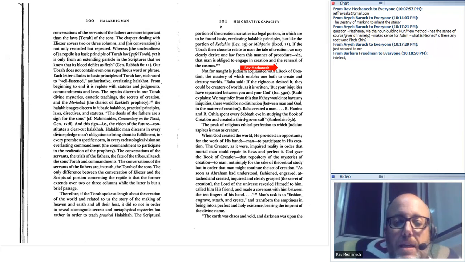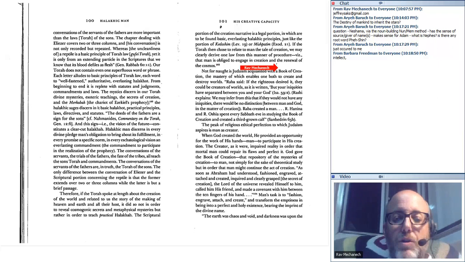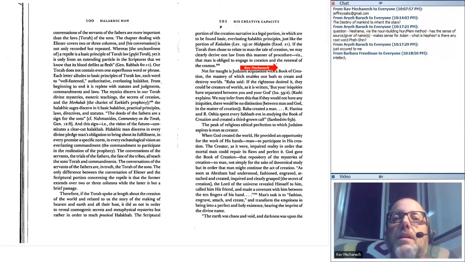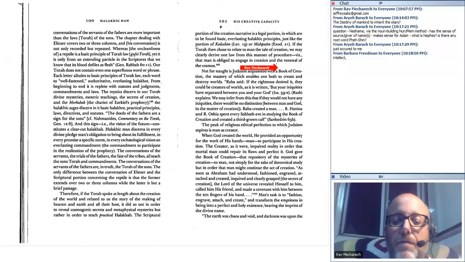Rabbah said, here's a quote from the Gemara in Sanhedrin: if the righteous desired it, they could be creators of worlds. As it is written, but your iniquities are separated between you and your God. If it weren't for the fact that we inevitably sin, and sin distances us from God, we too could be creators of worlds. And then Rashi explains that pasuk in Sefer Yeshayahu, that we may infer from this that if mankind would not have any iniquities, there would be no distinction between man and God in the matter of creation.